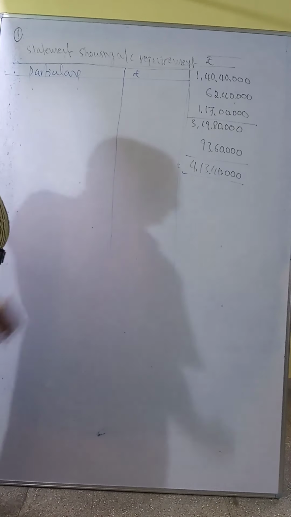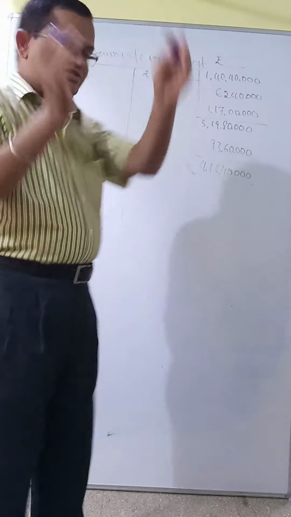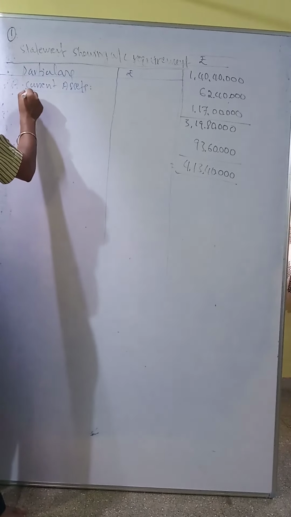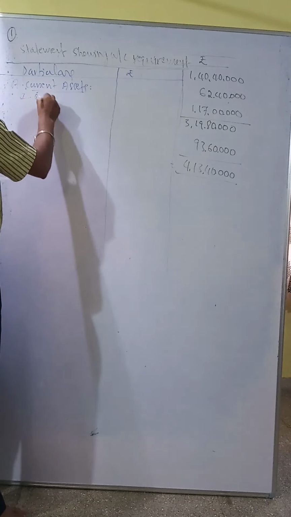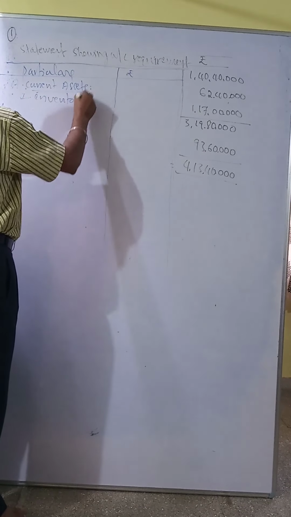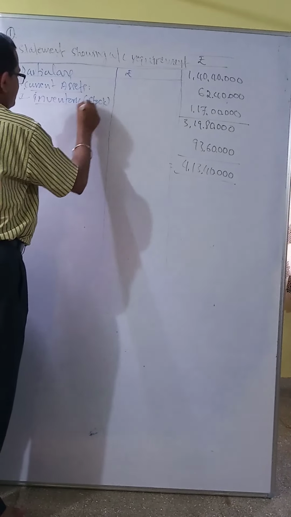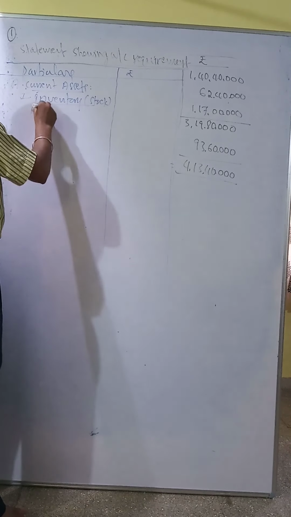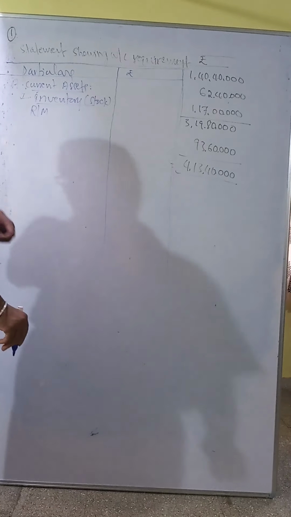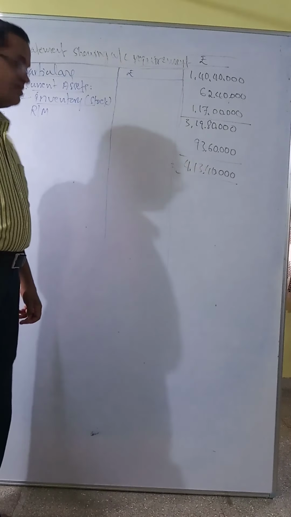See here, in working capital requirement, first you have to take current assets, A. Under current assets, first you have to take inventory, or another name is stock. Inventory or stock, stock of direct raw material. They have given inventory in the question.